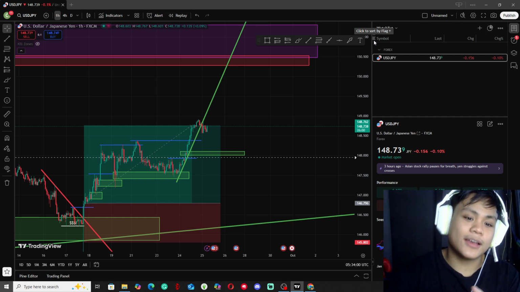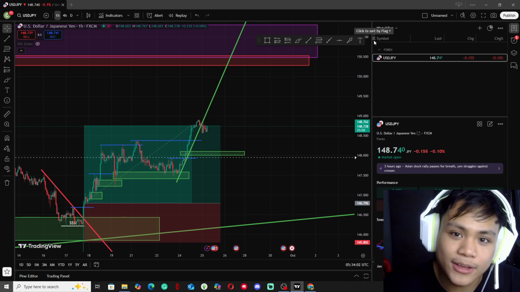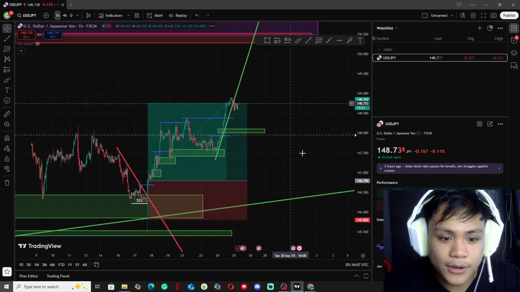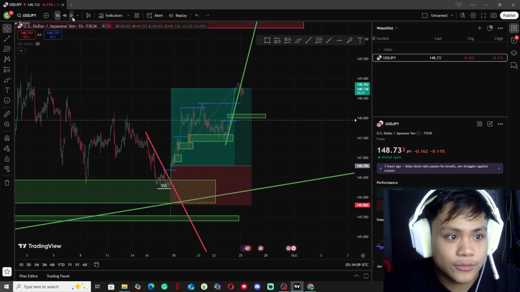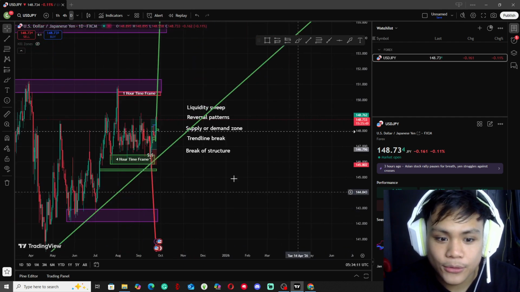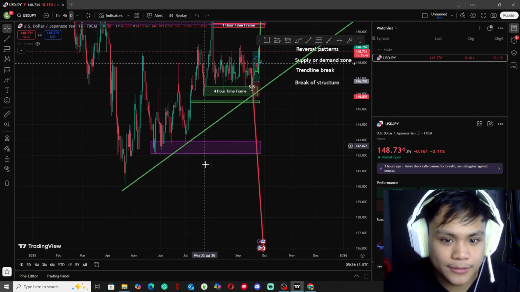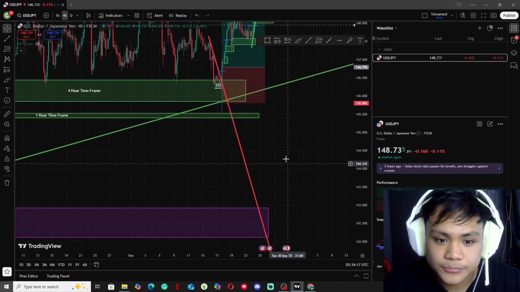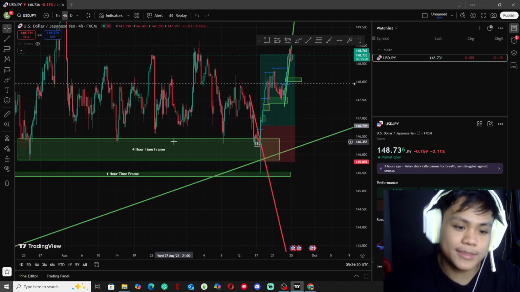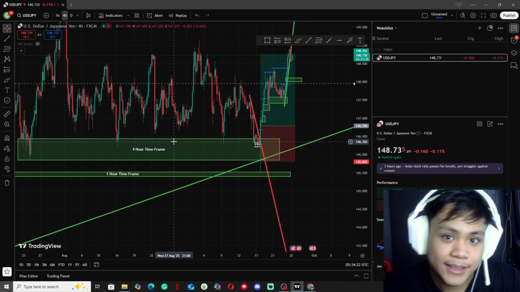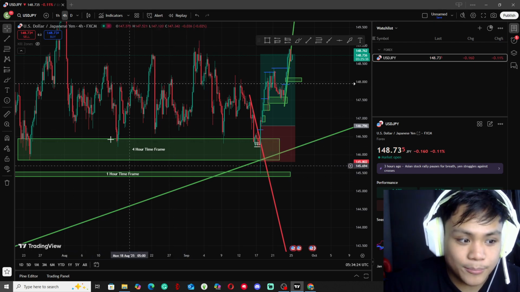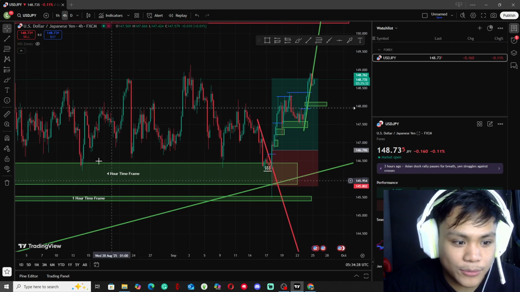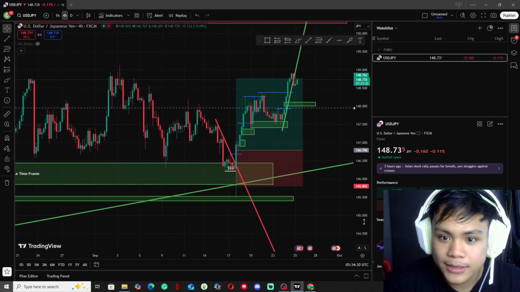But anyways, I will be telling you guys how I made around $79. So, first we go to the daily time frame. We see that we're uptrending right now. In the 4-hour time frame, we see that it's been rejecting the 4-hour time frame demand zone right here. You see right here, it's been rejecting it for so long.